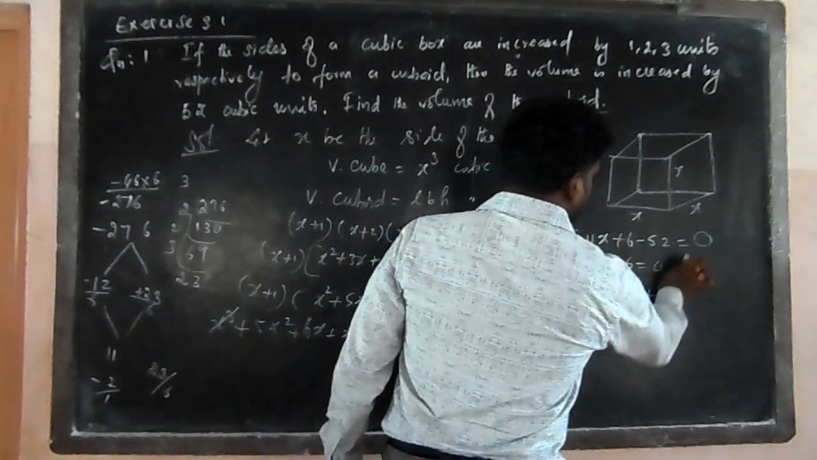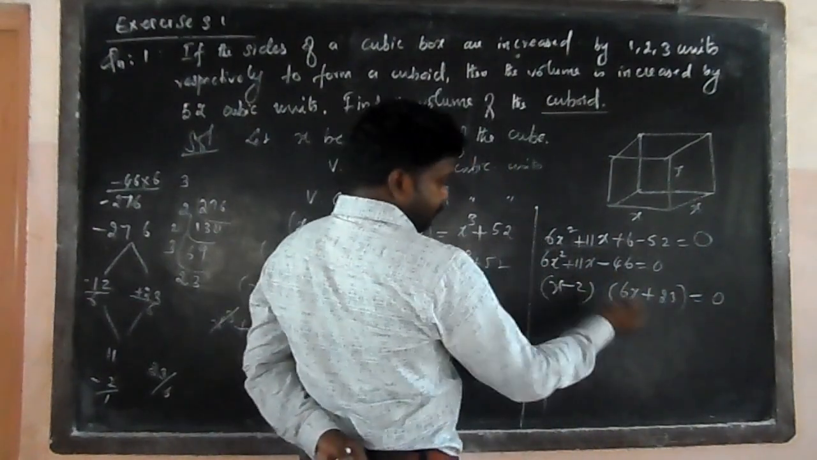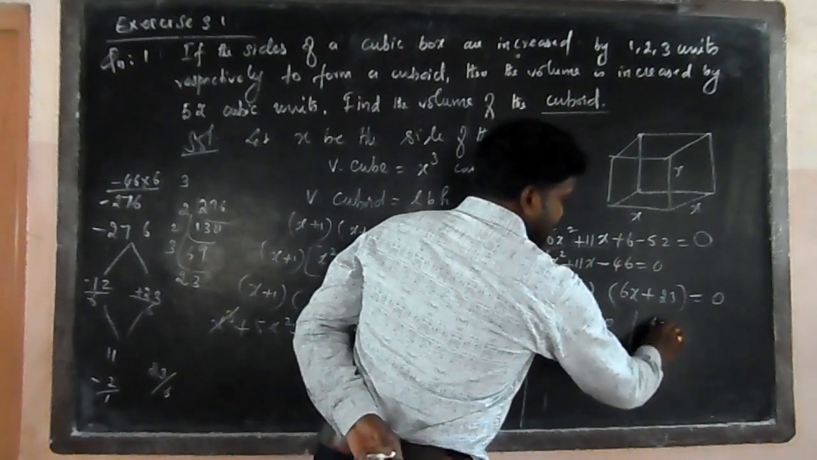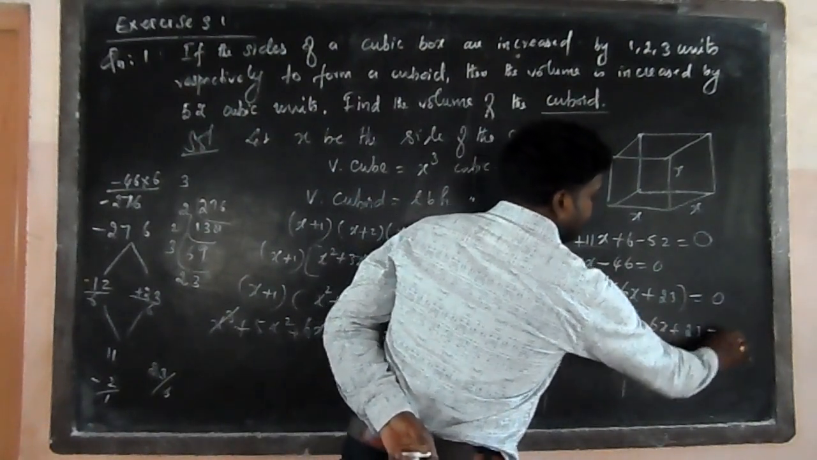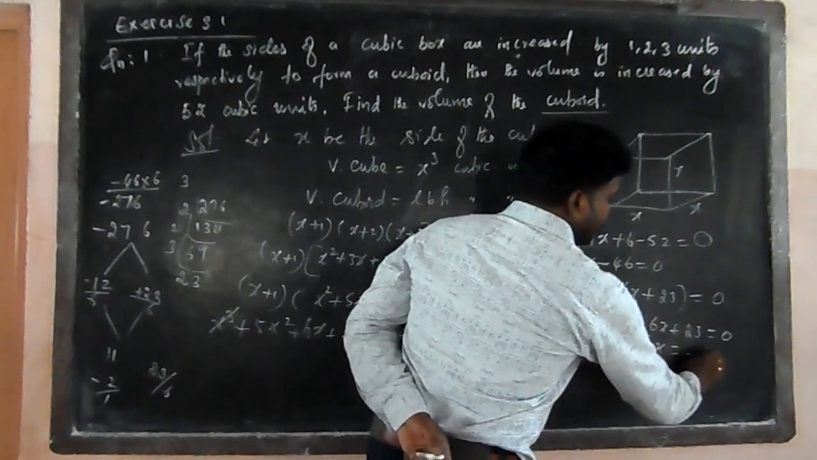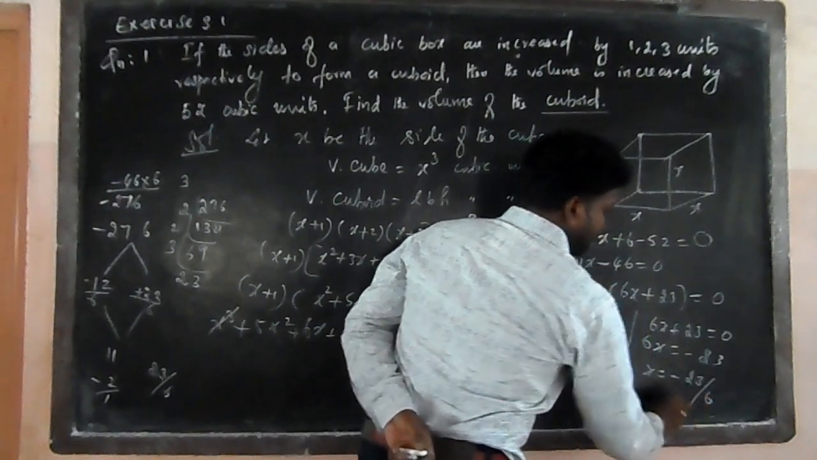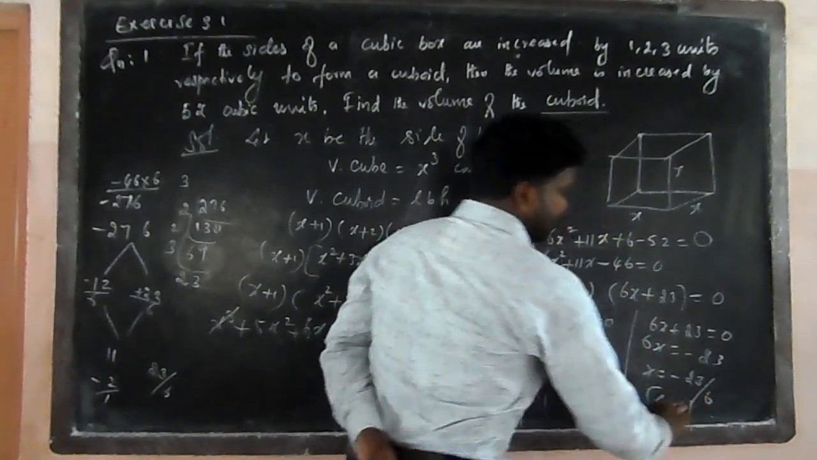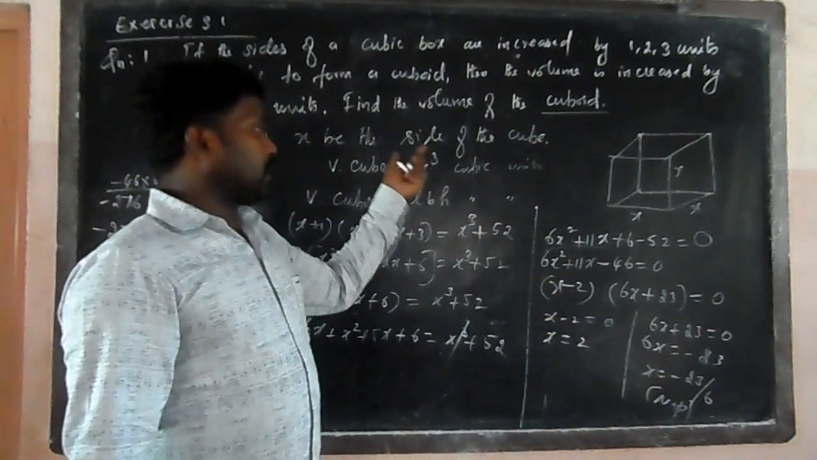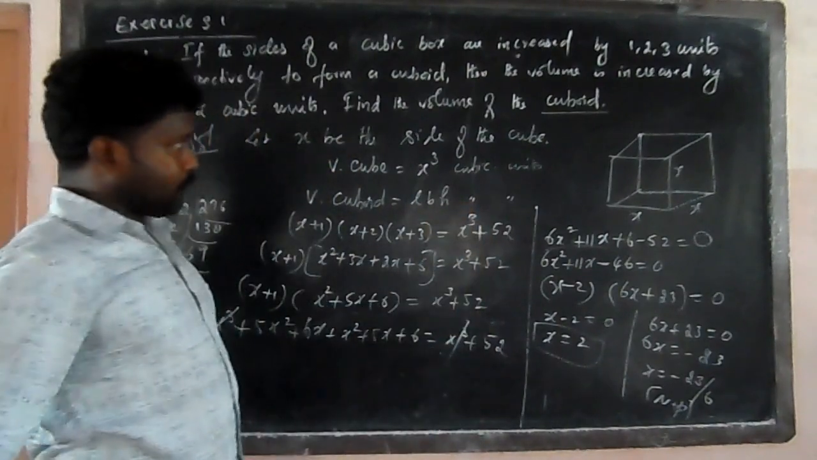Plus 23 is equal to 0, which implies that the product is 0, so either x minus 2 is equal to 0 or 6x plus 23 is equal to 0. x is equal to 2 or 6x is equal to minus 23, x is equal to minus 23 by 6. This is not possible. Why? The x value is negative, and sides may not be negative. So x is equal to 2.